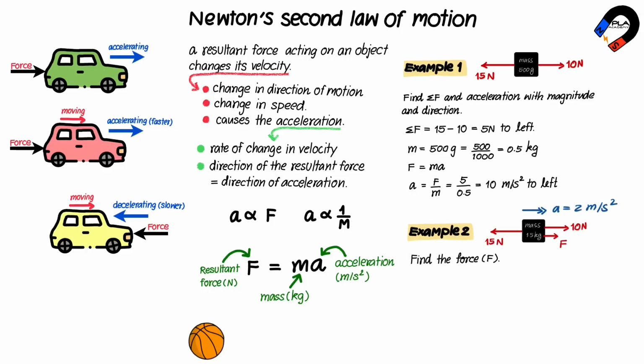Example 2. Find the force F acting on the object as shown in the diagram. From sigma F equals m a, and knowing that the direction of sigma F is to the right, because the direction of acceleration is to the right, we can find the force. 10 plus F minus 15 is equal to 1.5 times 2. F equals 3 minus 10 plus 15. F equals 8 newtons to the right.